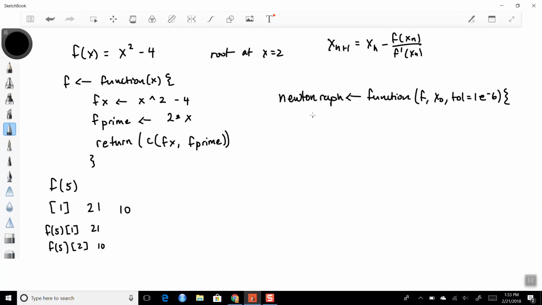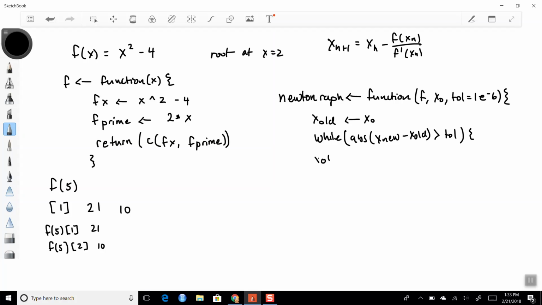Okay, so we will set our x sub 0 into x old, and then we'll run a while loop. And we'll say while the difference between x new and x old is greater than some tolerance, then continue this thing, okay?